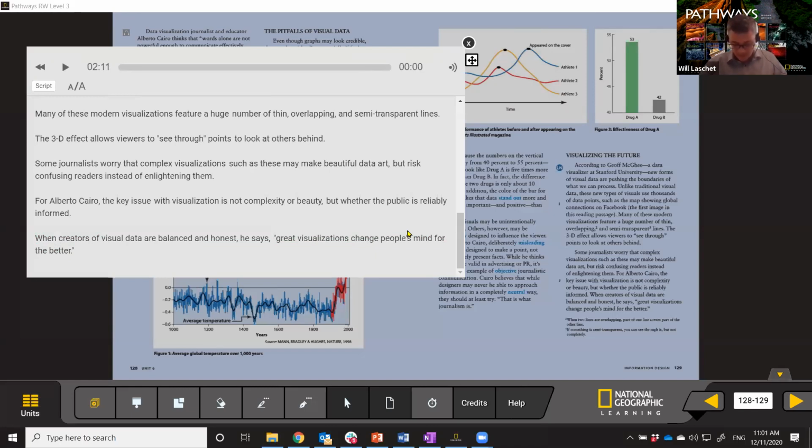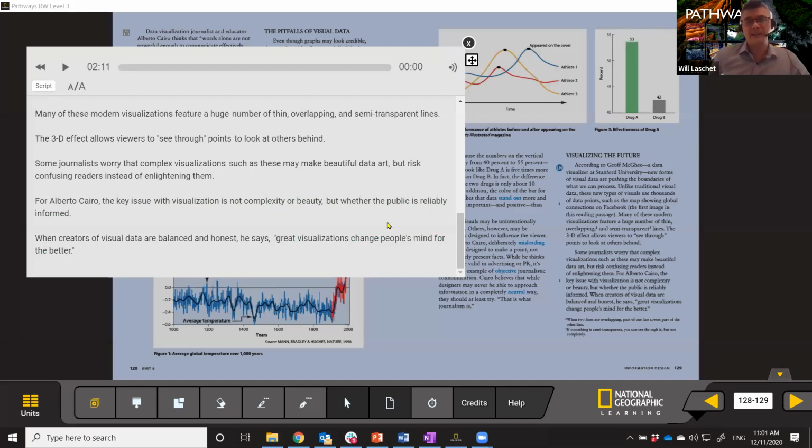Okay, so as a conclusion, what is the key issue with visualization? If we are presenting information to people, what, according to Cairo, is the key issue here? Let's see if anyone can find that answer for me. Yeah, Amir says it may be misinterpreted. Okay, so we can see here the key issue, it's not about how good it looks. The key issue is whether the public is reliably informed.